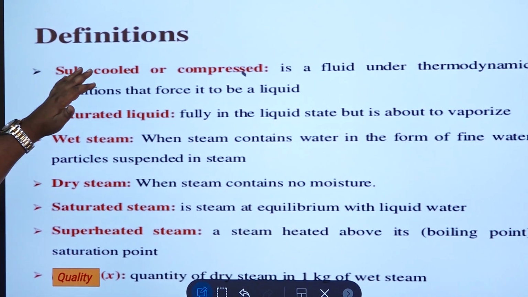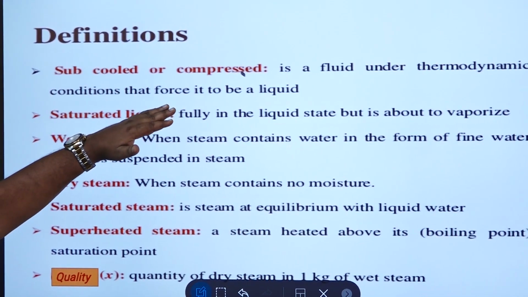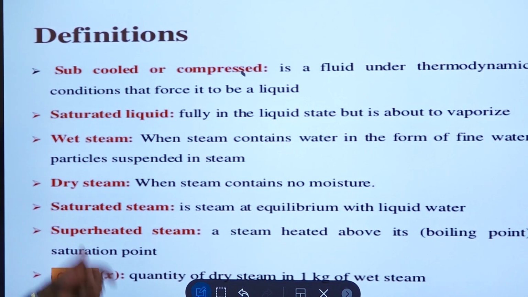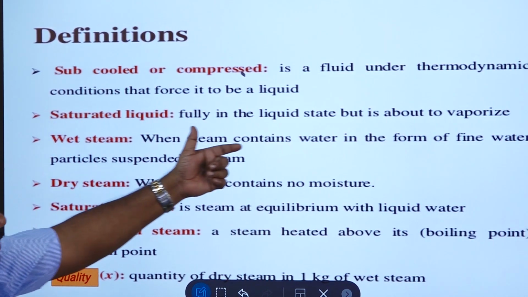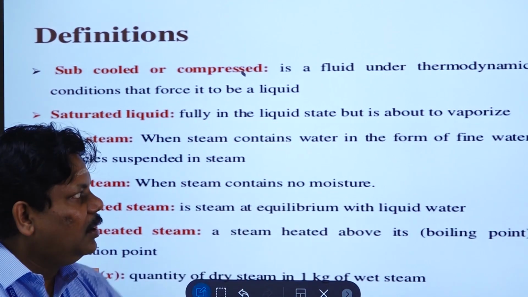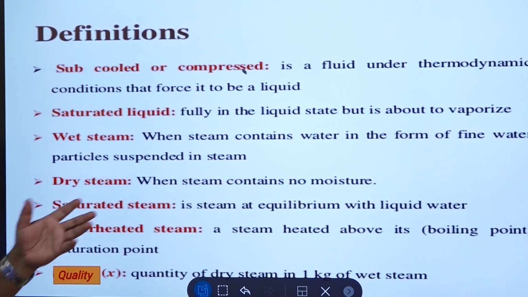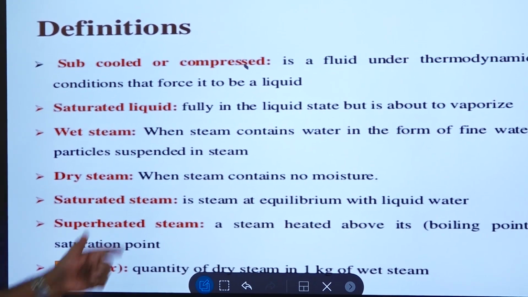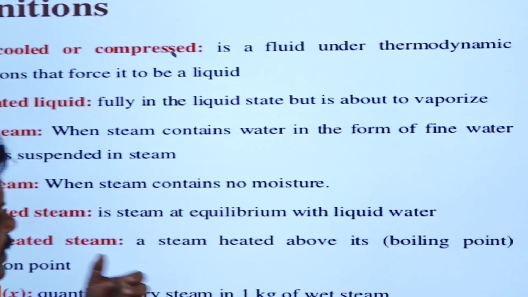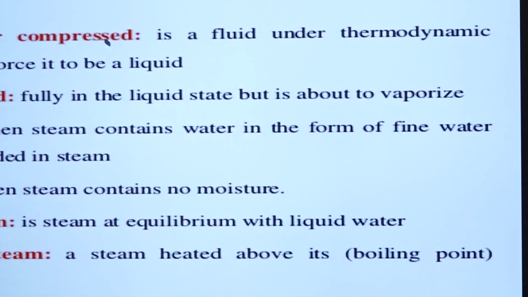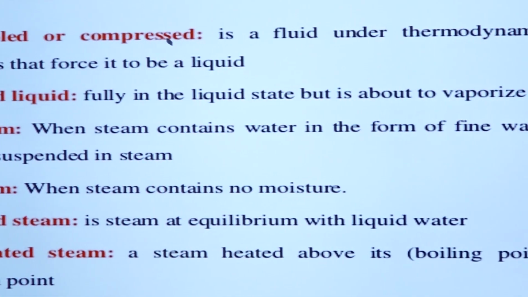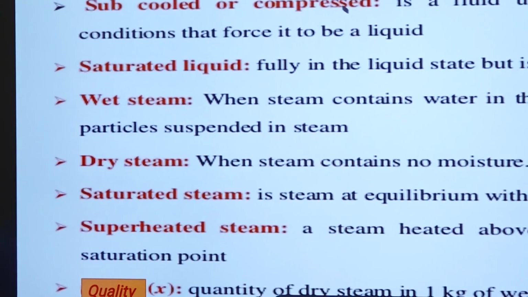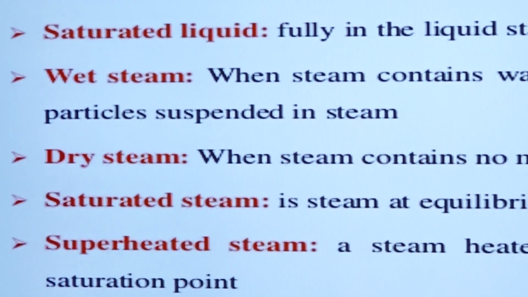So subcooled liquid is a fluid under thermodynamic conditions that force it to be a liquid. Saturated liquid is fully in the liquid state, but it is about to vaporize. So the liquid which is about to vaporize is saturated liquid. And wet steam contains water in the form of finer water particles, that means water particles are suspended in the steam. And dry steam contains no moisture, so the value of X is equal to 1.